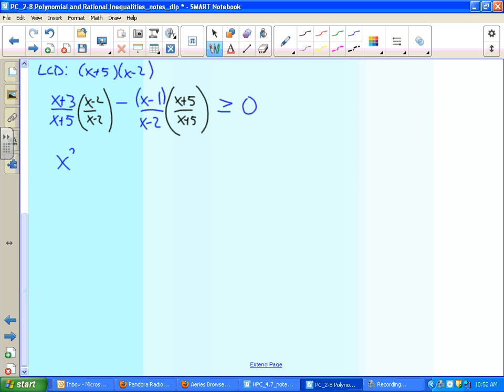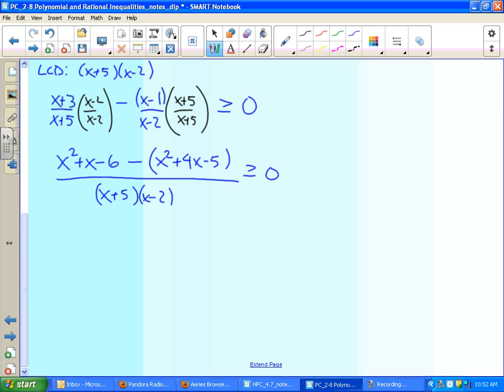All right, we do all of our work, and up in the top would be FOIL. I get x squared plus x minus 6 minus, and I'm going to put in parentheses, the foiling of x minus 1 and x plus 5 gives me x squared plus 4x minus 5, and all of that is over x plus 5 times x minus 2. I do a little combining like terms. X squareds get to cancel. X minus 4x is negative 3x. Negative 6 plus 5 is negative 1.